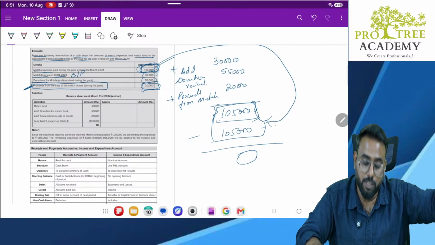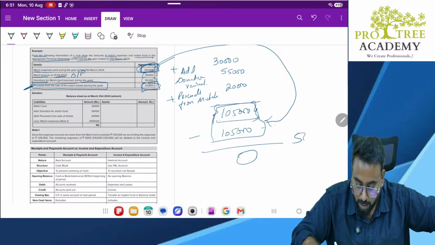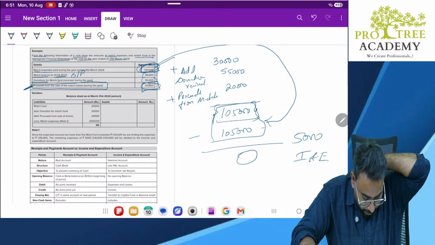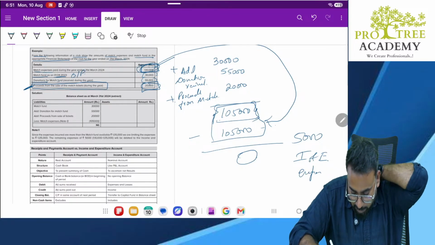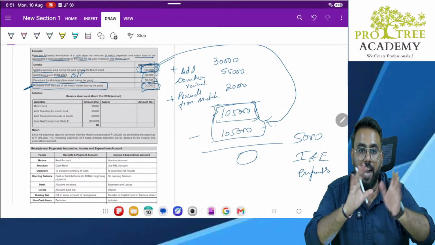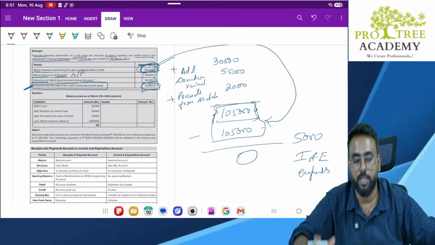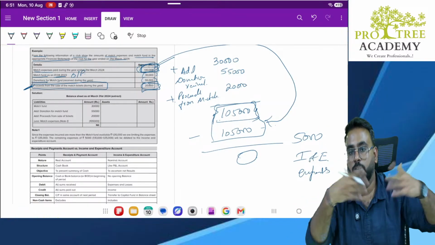The remaining 5,000 will go to income and expenditure account as an expense, because we had a fund of only 1,05,000, but our expenditure came to 1,10,000. So up to 1,05,000 you can use the fund.